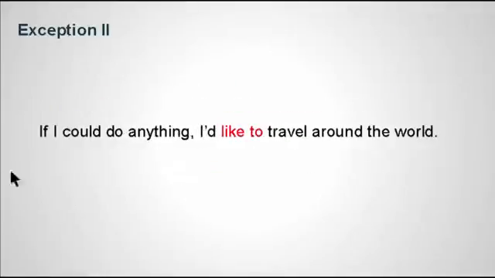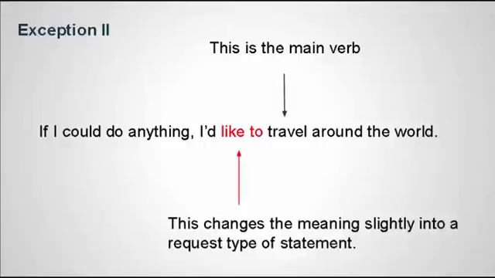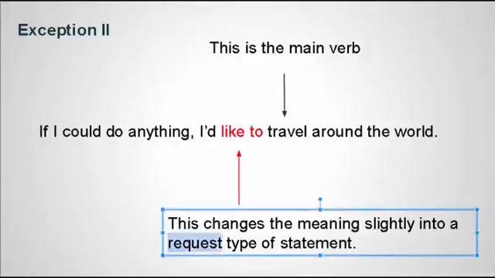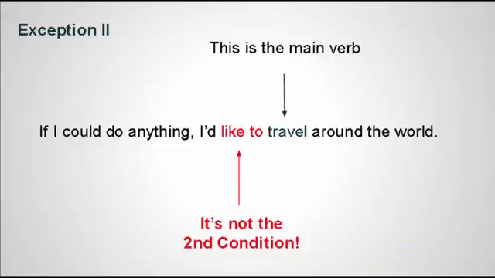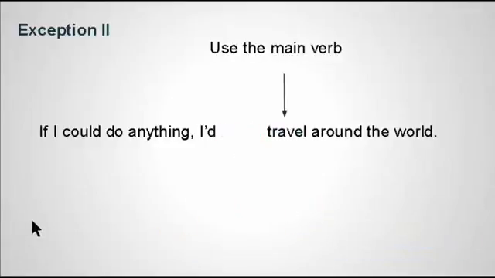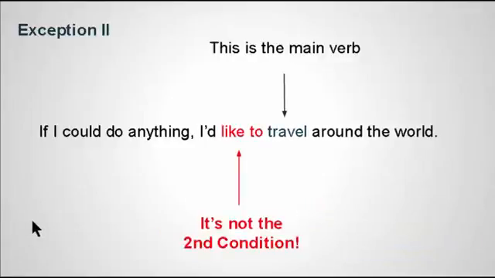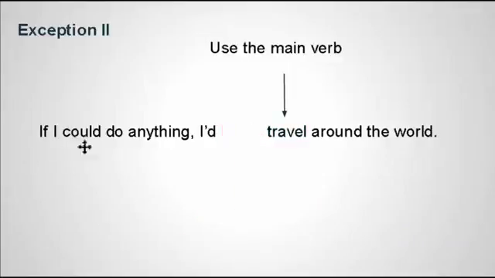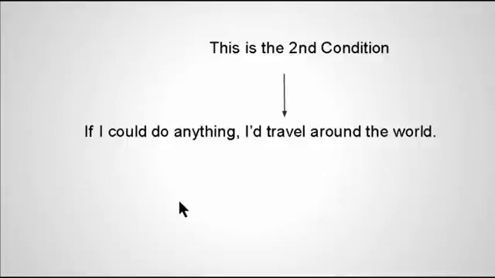So when you see the like to, or the want to, or the need to, remember that it's the verb that follows it that's the main verb. We don't want to change the meaning. This changes the meaning slightly into a request. Instead of changing it to a request, you should focus on the second condition. Take away the like to and just use the main verb. If I could do anything, I'd travel around the world. Now that's the second condition.